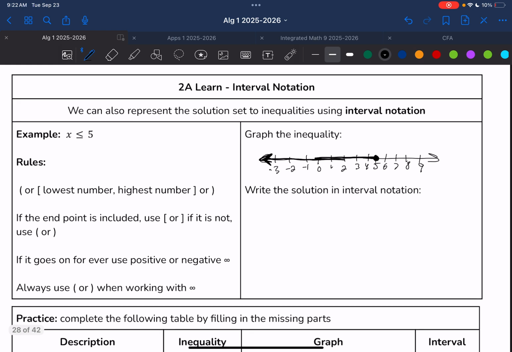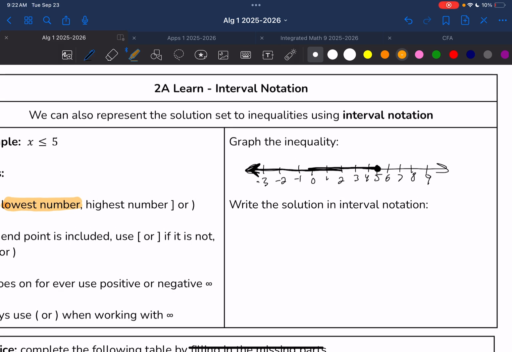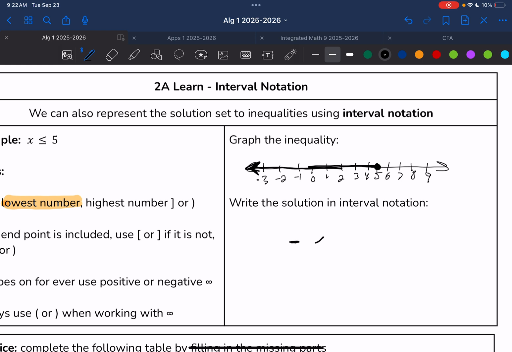So when we're thinking about interval notation, we're doing a parenthesis or bracket, and then the lowest number included in the solution set. If we look over here, what is the smallest number included in the solution set? That's kind of tricky because it's going to go on and on forever to the left. So is there a smallest number? No, we can keep getting smaller. So we're going to represent this idea with infinity. The smallest number that can be included here is negative infinity. It's not a number, but we're still going to say we can go all the way back to negative infinity.